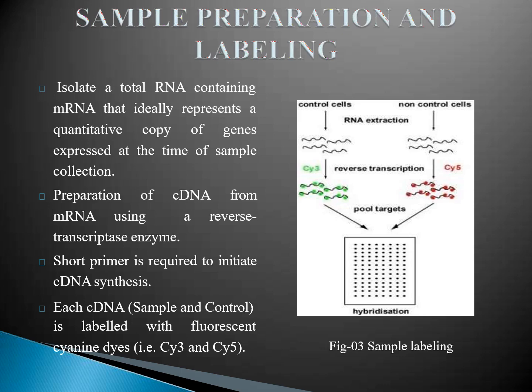So in this diagram, you can see that RNA is extracted from two samples, that is control as well as non-control. You can call non-control a treated sample or a treatment. Now this RNA extracted from both the samples is converted into cDNA by the process of reverse transcription, and the cDNA molecules collected from control cells are labeled with Cy3 dye, and the cDNA collected from non-control cells is labeled with Cy5 dye. Later on, both of these cDNA molecules are mixed together and applied on this glass slide for hybridization with the probe molecules.